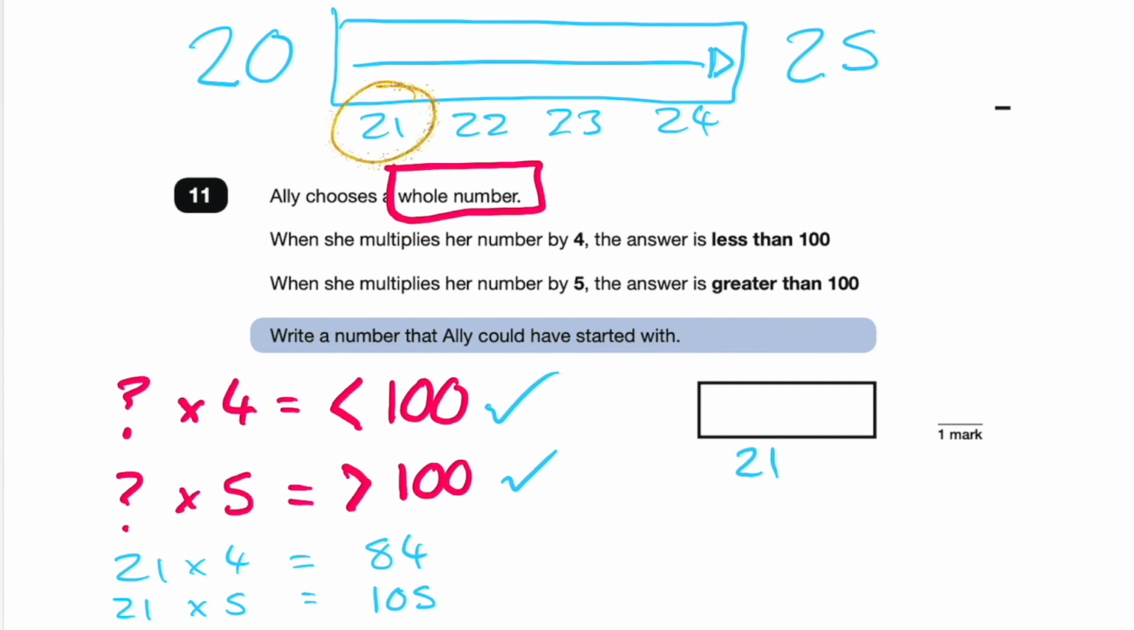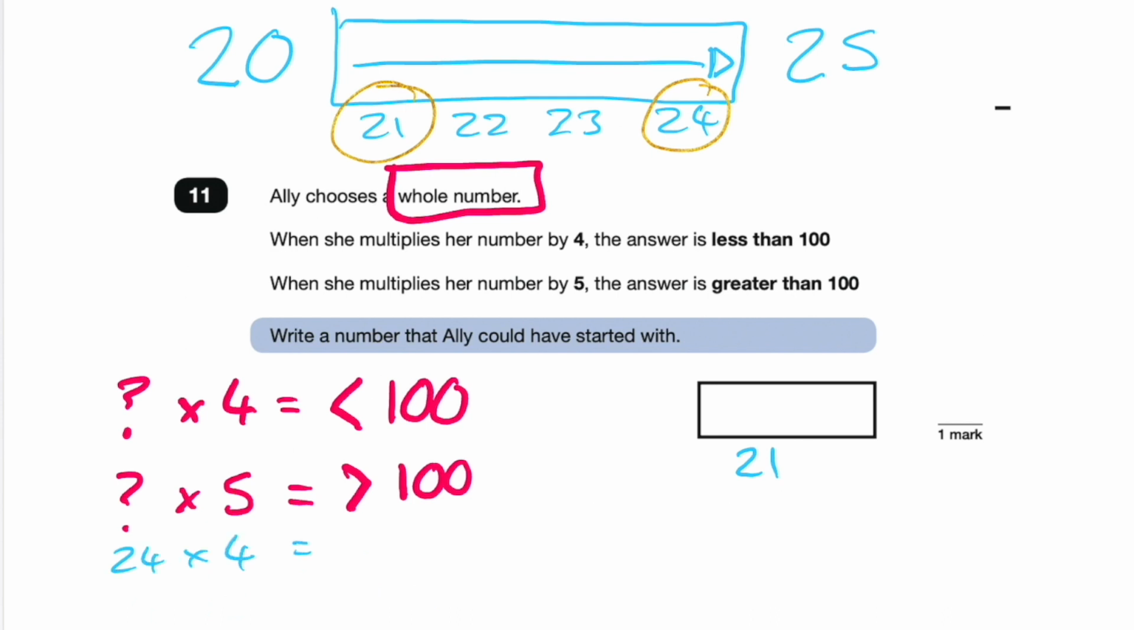Let's check. So we know 21 works. Let's check the other extreme. Let's try 24. 24 times 4 equals 96. That's good. That's less than 100. 24 times 5 equals 120. That's good. That's greater than 100. So 24 would work too. Therefore, we know everything between 21 and 24 would work. So we could have any of these four numbers: 21, 22, 23, or 24. The trick to this is to use a bit of trial and error. Start with a number that makes sense to you and then just go from there.